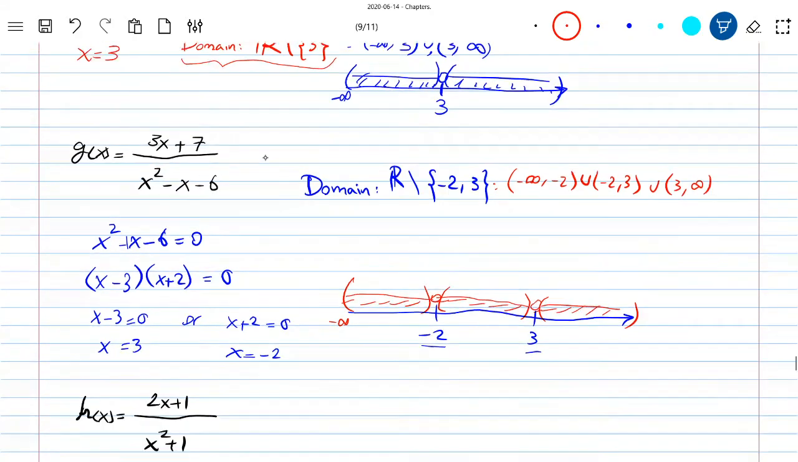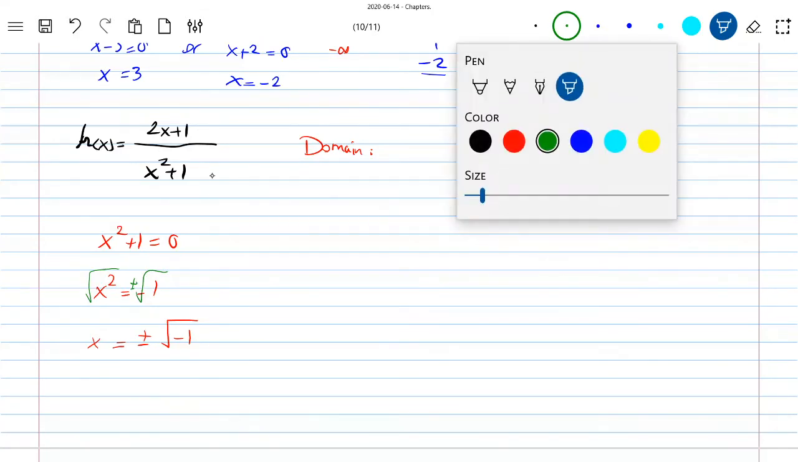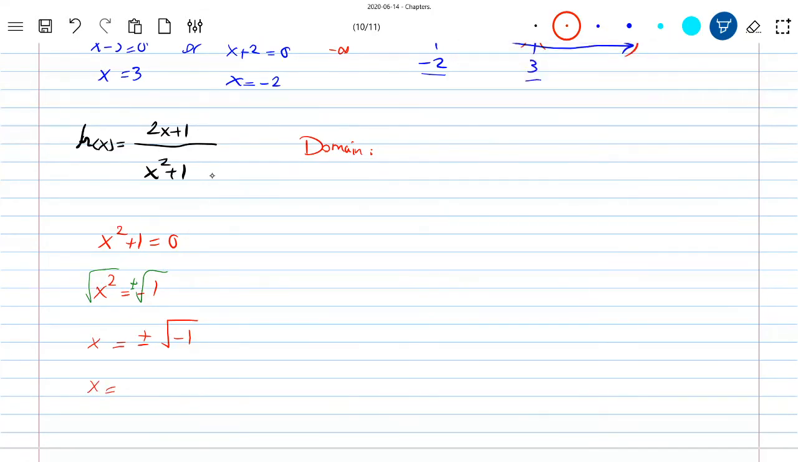Okay. Let's try one more. How about 2x plus 1 divided by x squared plus 1? Again, if you're looking for the domain, set the denominator equal to 0. The question is, find the domain. What I get is x squared equals negative 1. You can subtract 1, then take a square root from both sides. X equals plus or minus square root of negative 1. I didn't write that step, but you can take a square root from both sides. If you take a square root, you should always consider plus or minus, the square root property. What do I get? X is plus or minus i.